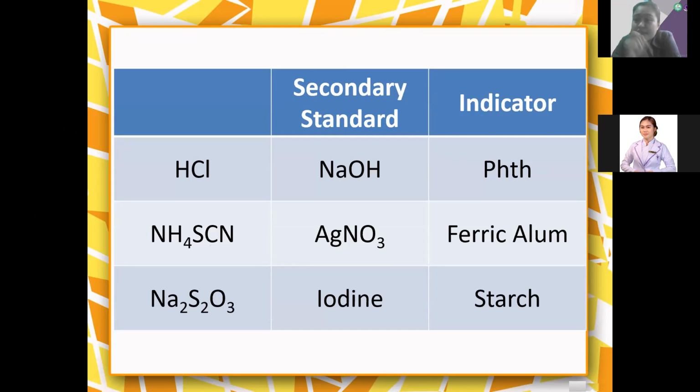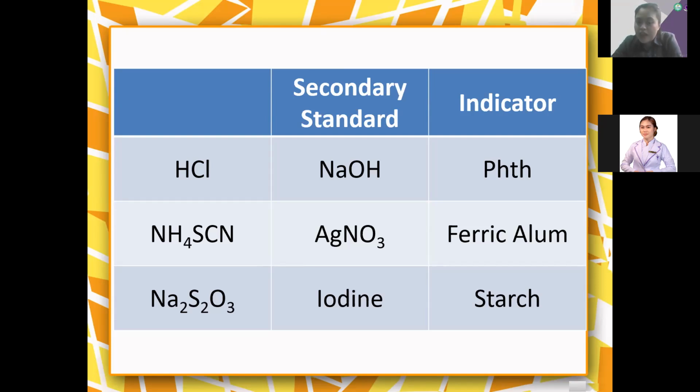Ito yung mga samples. Now, if in the case na primary standard is not available, then we may use secondary standard. Again, secondary standard class are liquid. Liquid substances sila. The process is the same during titration, but the secondary standard will become the titrant. So if like hydrochloric acid is the sample, we may use the sodium hydroxide as the secondary standard added through a burette, and we can still use the phenolphthalein as the indicator.